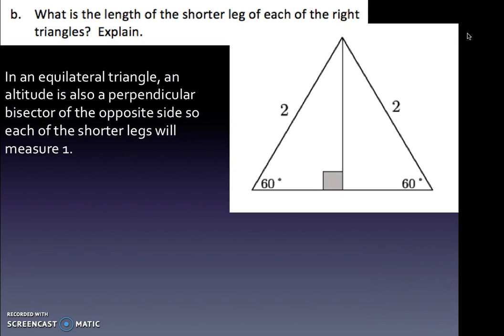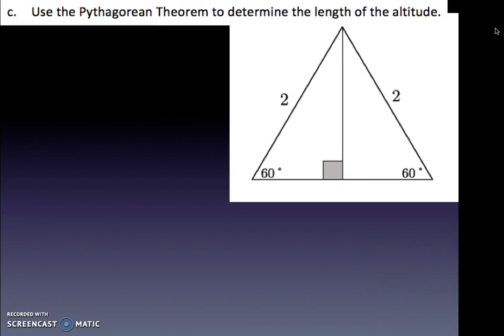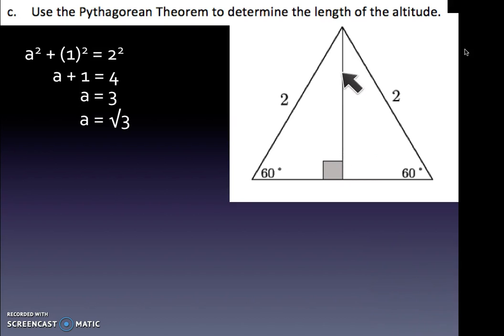Part B says, what is the length of the shorter leg of each of the right triangles? Well, in an equilateral triangle, like I said a second ago, this is a perpendicular bisector as well as an altitude, so each of the bottom sides will be 1 here. And using the Pythagorean theorem, we want to find the length of this middle piece. So we will plug in to the Pythagorean theorem, calculate it down, and find that the middle piece here will be the square root of 3. So we have 1, 2 is the hypotenuse, and the square root of 3 is the third side there.